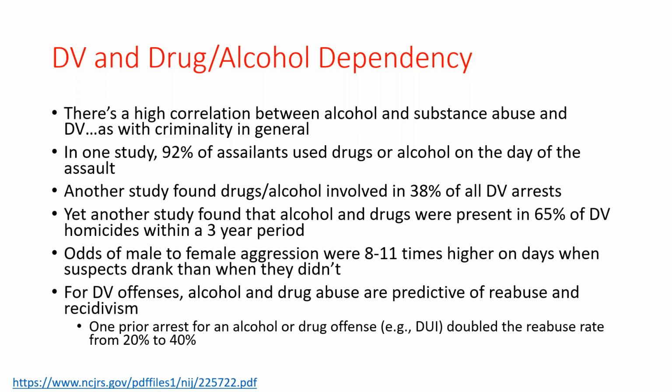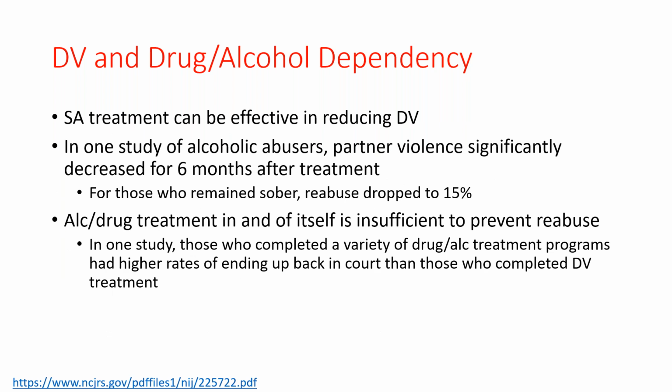I typically just skim over the DUIs. It turns out I'm doing myself, the victim, and the defendant a disservice by skipping over those DUIs, because just one prior arrest is going to double the re-abuse rate from 20 to 40%. So keep that in mind. It's a huge part of the recidivism, and that kind of treatment can be effective in reducing domestic violence. In one study where there was alcoholism involved, partner violence significantly decreased for 6 months after treatment. For those who remain sober, re-abuse dropped to 15%.